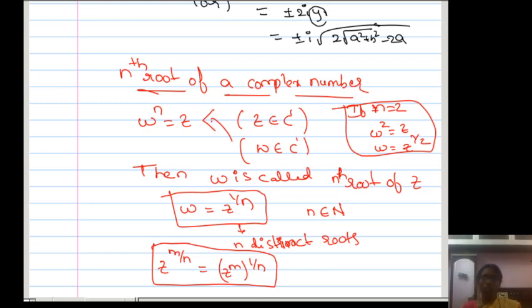So for the nth root, if w cube is equal to z, then what is w? Z power 1 by 3. Like w square equal to z means w is equal to z power 1 by 2. It is the square root of a complex number. This is the nth root of a complex number. The square root has two solutions; the nth root has n solutions.